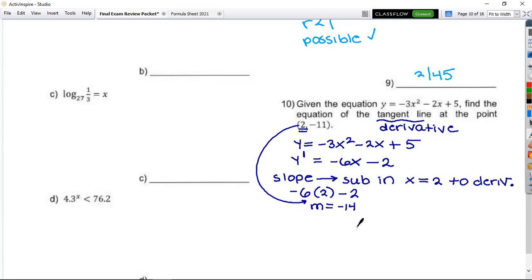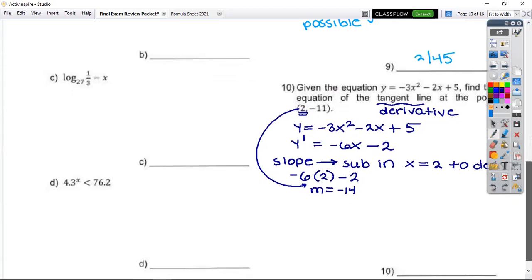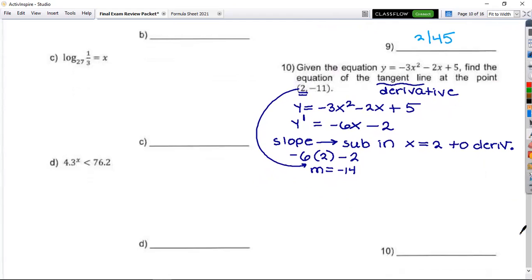So you're almost done. Then it says to write the equation of the line. So to write the equation of the line, you're going to do point slope form. And then if you want to leave it like that, that's no problem. So point slope form is y minus y1 equal to m times x minus x1. And all you're going to do is substitute in for y1, m, which we just found with your derivative, and x1. And then that's it.